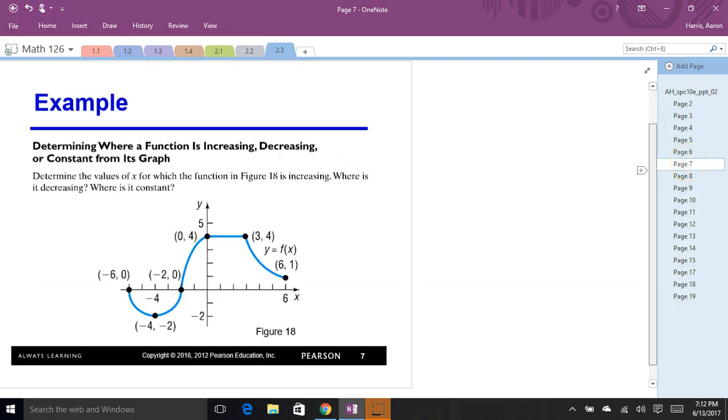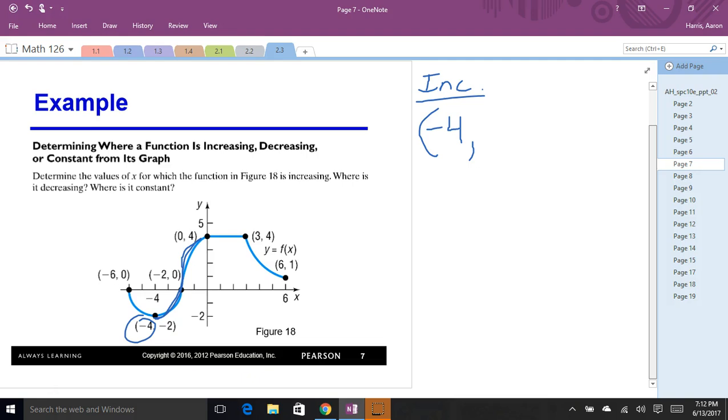So if you're looking at a function like this, and you're naming these, first of all, where is this thing increasing? You want to name these as open intervals. So you notice that it's increasing right from there to there. It's going up and to the right. So you take that x value from negative 4. These are open intervals. You do not include the negative 4. Negative 4, at that point, is not considered to be increasing.